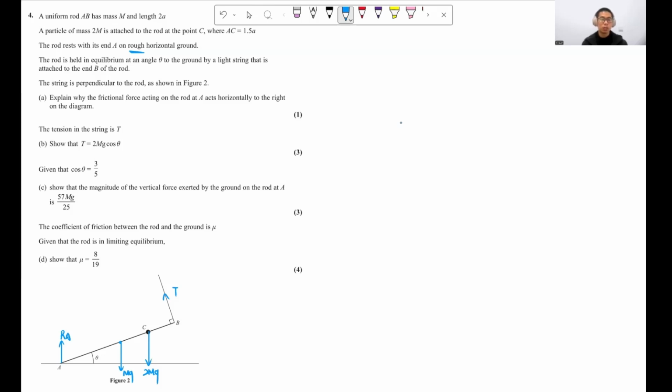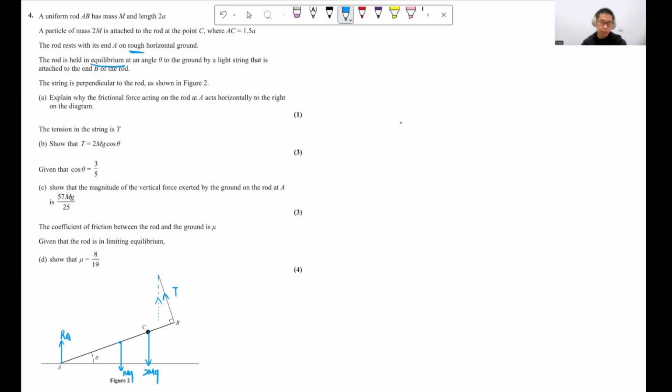So because it's in equilibrium, that means the forces in any direction should be balanced. So basically up equals down, left equals right. So if you look at the horizontal direction, the friction has to go this direction. RA, mg, 2mg are in the vertical direction, so you can't really do anything with those. But tension is not.